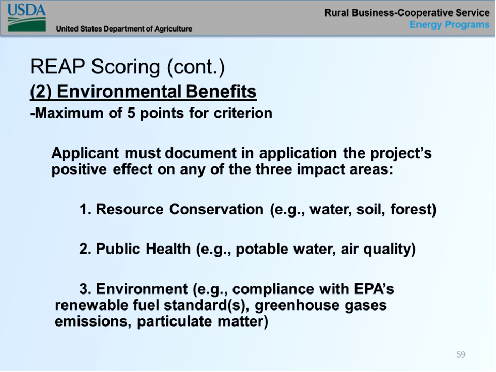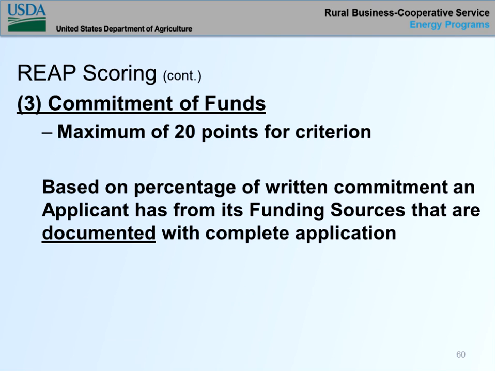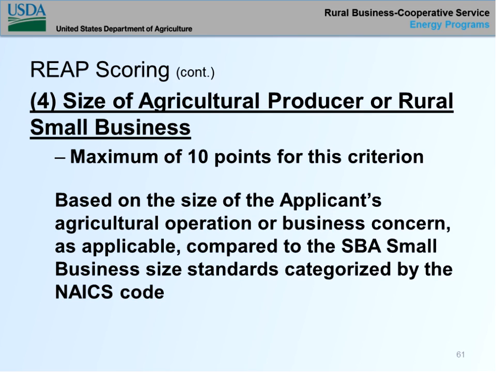It's prorated. It's based on the projected total amount of energy generation or savings, and we convert that all to BTUs divided by the REAP dollar that's being requested. If a project scores less than 50,000 BTUs per loan or grant dollar, a portion of the 10 points is applied based on the formula and prorated out. If the system produces greater than 50,000 BTUs per grant dollar awarded, then it gets the full 10 points.